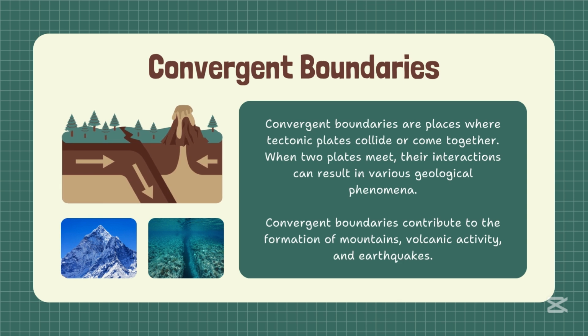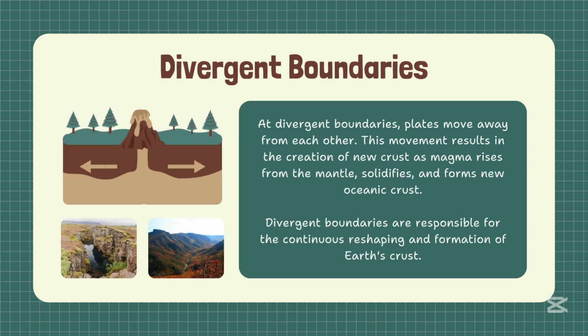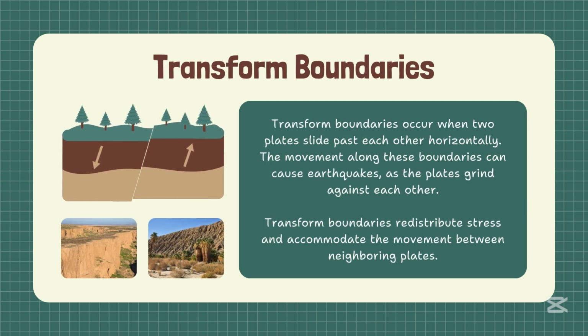The second type of plate boundary is a divergent boundary. Plates here move apart. This happens mostly under the oceans and forms mid-ocean ridges where magma rises to create new crust. The third one is a transform fault boundary.